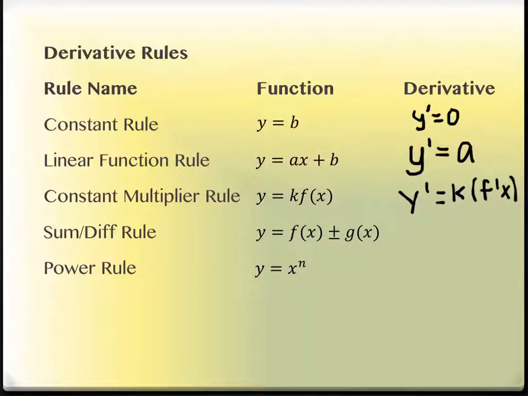All right, do you guys agree with Alexa? I agree with her too. Very good. All right, so we just take the function's constant multiplier k, and it just carries along, and we take the derivative of whatever the variable part is. All right, Mackenzie. The sum difference rule.